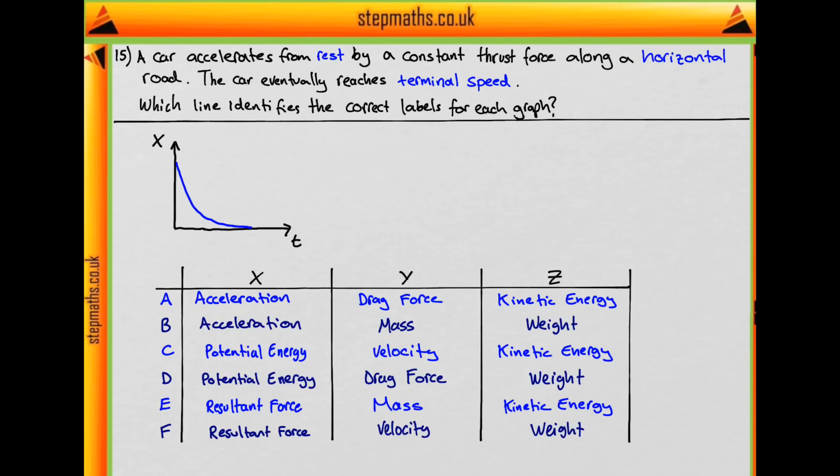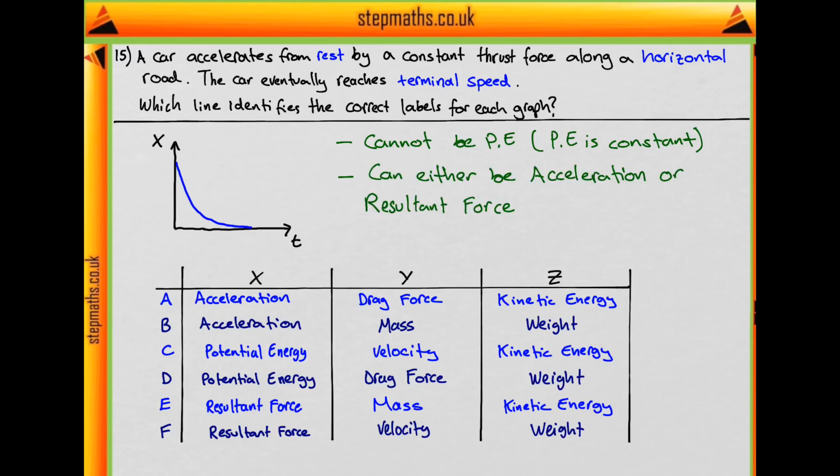So for graph X, we have our quantity starting off very high, and then eventually over time it goes to zero. So we can conclude from this graph that it cannot be potential energy, as the car is traveling along a horizontal road, so the potential energy is constant, as there's no change in height. Well, this graph can be acceleration, as the car accelerates from rest, so its acceleration is very high, and then it eventually reaches terminal speed, where it has zero acceleration.